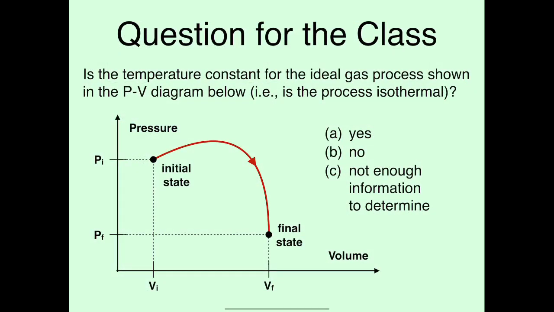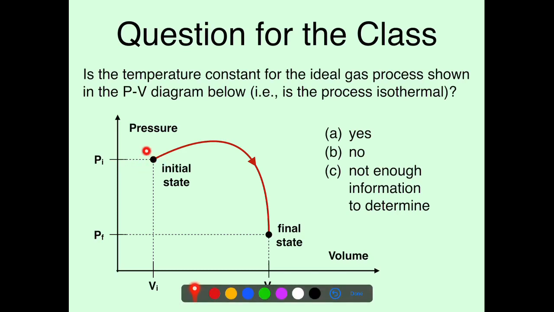Okay, so I have a question for you guys to think about and try to work out on your own. The question is: is the temperature constant for the process shown in the PV diagram below? So we have, starting from this initial state, we follow this path on the PV diagram to get to this final state. So is that isothermal? Is that constant temperature? So yes, no, or not enough information. Pause the video, think about it for a bit, and see what you come up with.